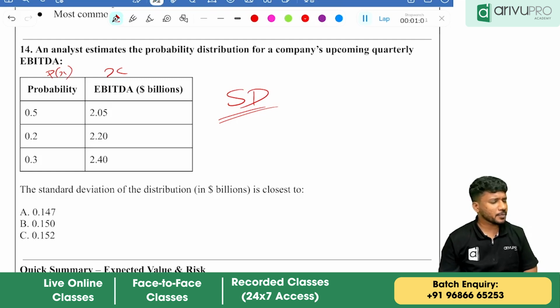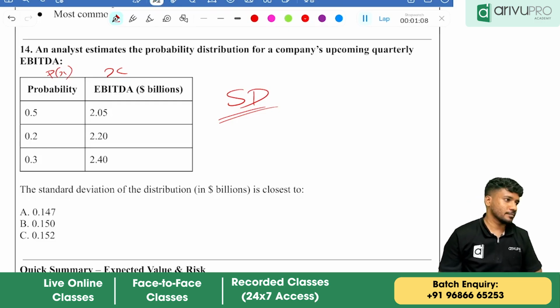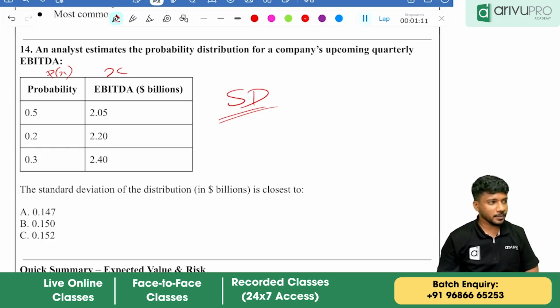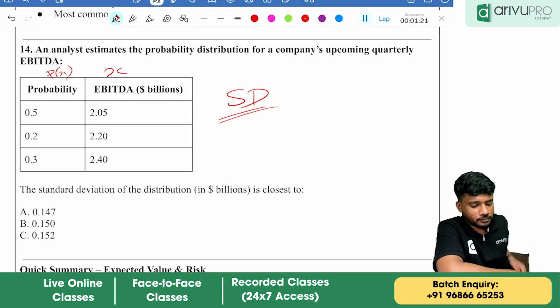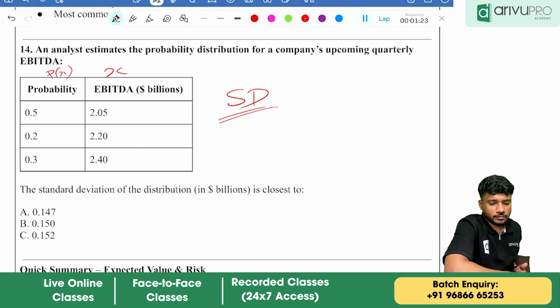There are some values you might have entered wrongly. Check once. That's why it's showing error. Or you can keep it linear itself, then enter the values, then change it. Try once. EBITDA is given. Probability is given. Accordingly, you can go ahead and get the answer.